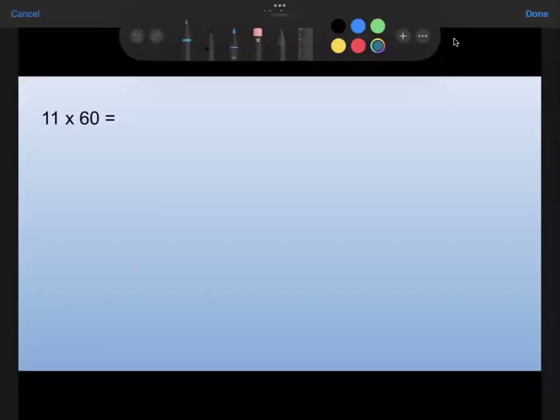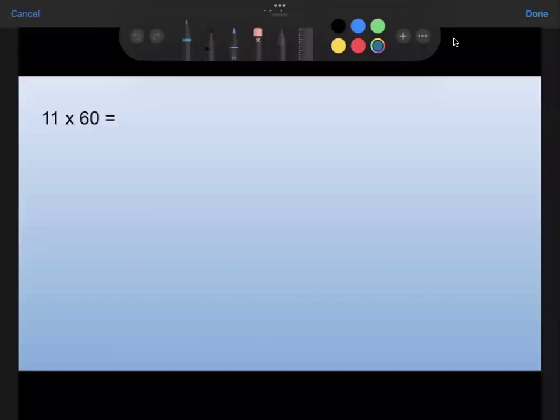Okay, here is our first one. We're going to multiply 11 times 60. And throughout this video, I'm going to show you different ways to do it. So I'm going to do a few of them in one method and a few of them in another method. For this one, I'm going to show you what we would call the standard algorithm.